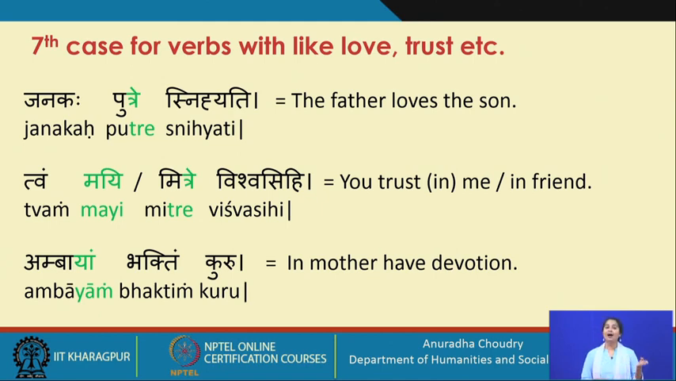Next, you have trust in me or in a friend. Tvam mayi vishwasihi. Vishwasihi is actually that trust, it's a request or an order. So trust in me or trust in your friend. So tvam mayi vishwasihi or tvam mitre vishwasihi. Got it? Or if I want to say trust in your father, tvam janake vishwasihi. Uttamam. The next one is ambayam bhaktim kuru. So have devotion in your mother will be ambayam bhaktim kuru.